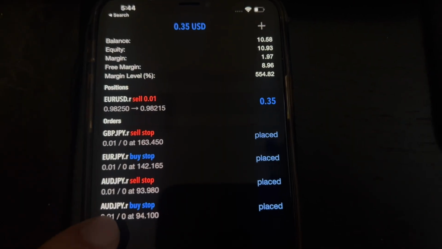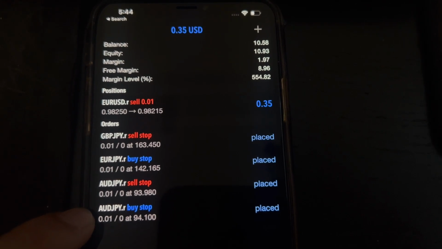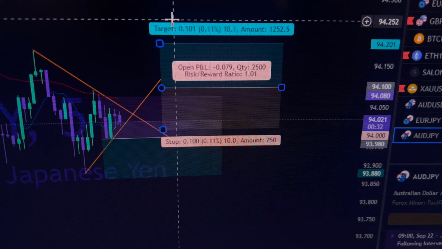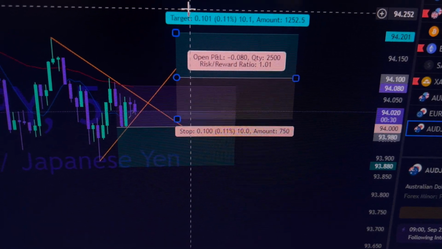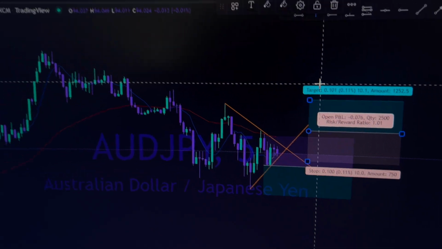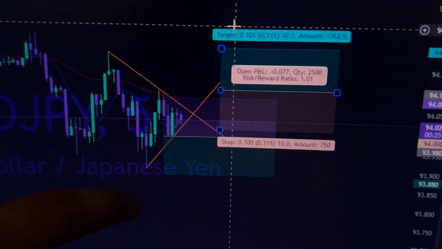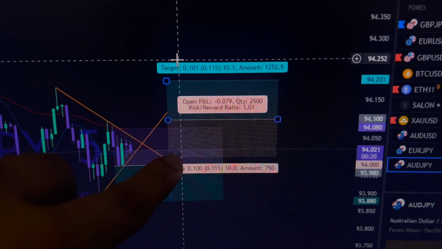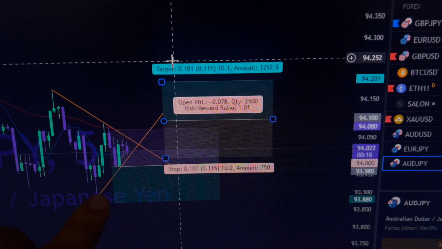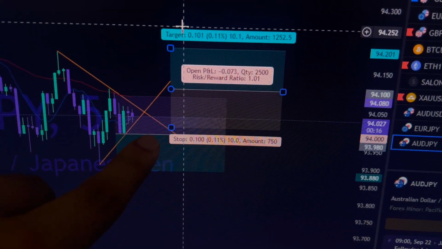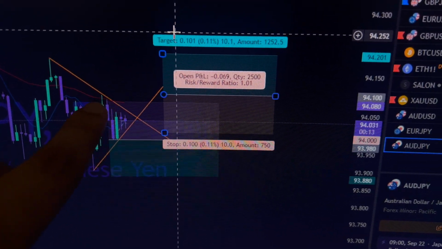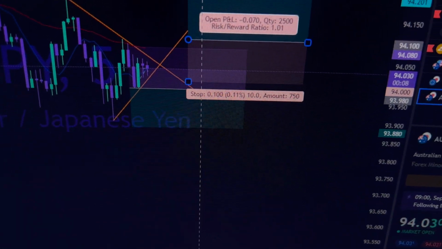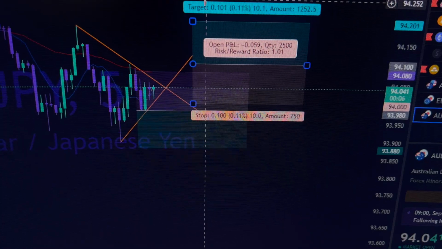So I put another buy stop and sell stop on AJ. Our buy stop is at 9,400, and our sell stop is at 93,980. The reason is that looking at the 5-minute time frame, as you can see, we formed a structure here and a structure there, so a bearish trend line and a bullish trend line. Below here we'll enter a sell, above here we'll enter a buy. Let's see if we can get these sell stops or buy stops activated.